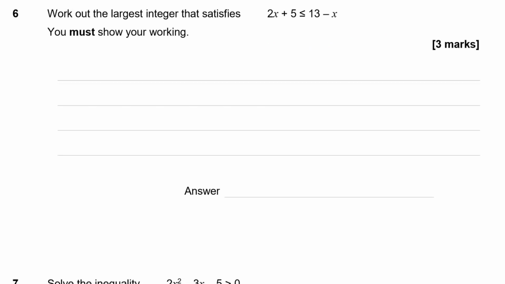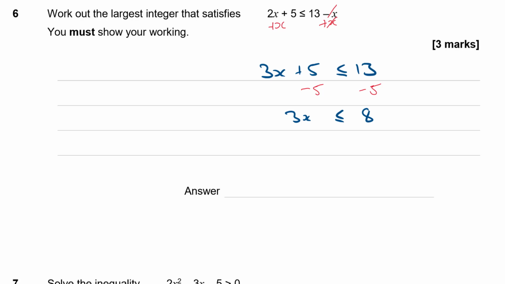Question 6. Work out the largest integer that satisfies 2x plus 5 is less than or equal to 13 minus x. You must show your working. Okay, so you can treat these very much like equations. I'm going to add x to both sides to get rid of that minus x. So that's going to give me 2x plus x is 3x, 3x plus 5 is less than or equal to 13. And then subtracting 5 from both sides, I'm going to get 3x is less than or equal to 8.